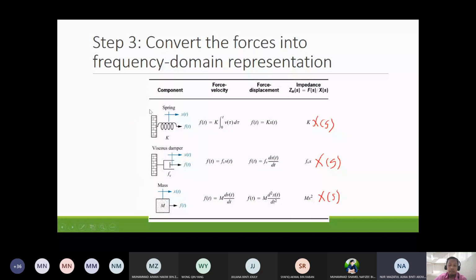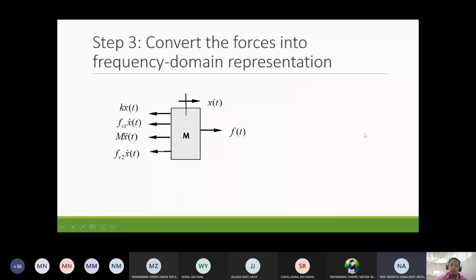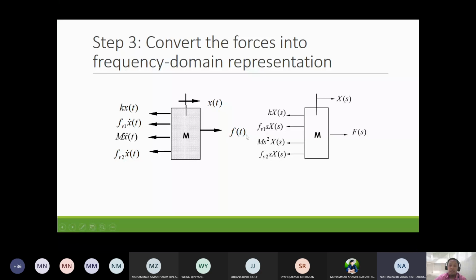Then after we convert into the frequency domain, we can write the equation of motion. This is the free body diagram from the previous slide. We convert all the forces using the Laplace transform. So kx becomes kX(s), Fv1 x dot becomes Fv1 s X(s), m x double dot becomes m s squared X(s), and Fv2 x dot becomes Fv2 s X(s). x(t) becomes X(s), and f(t) becomes F(s).